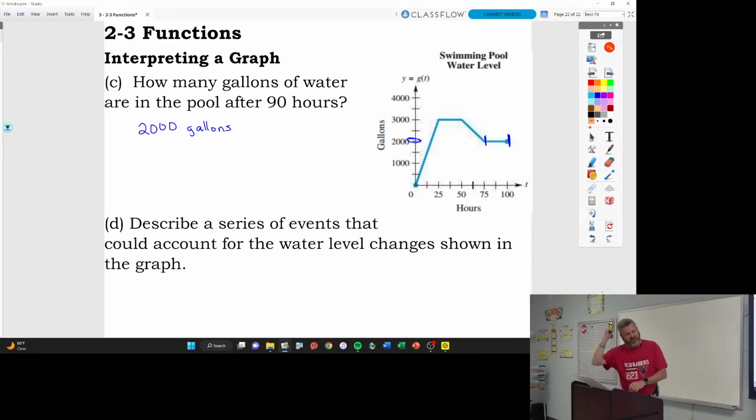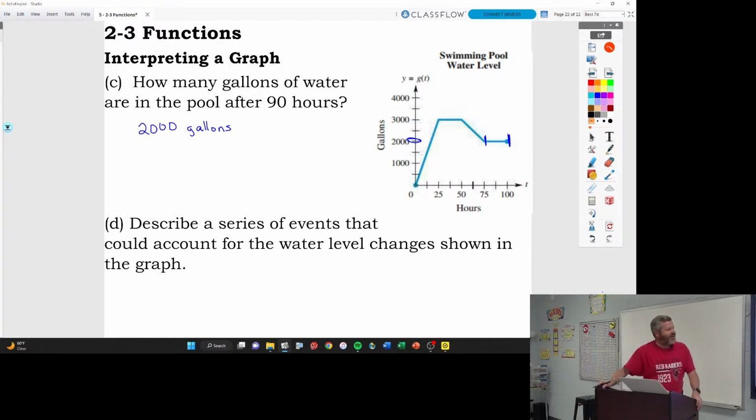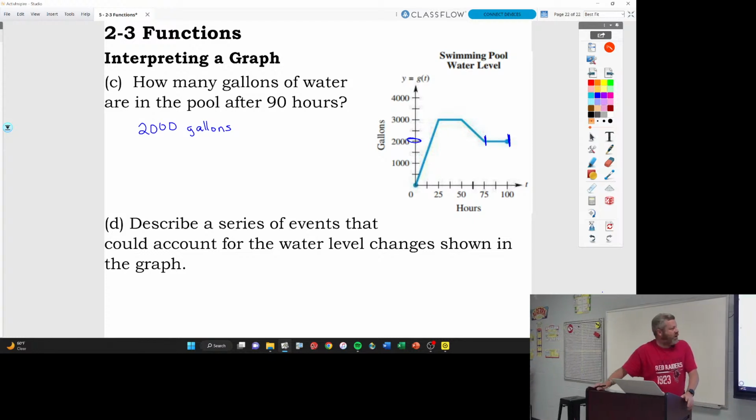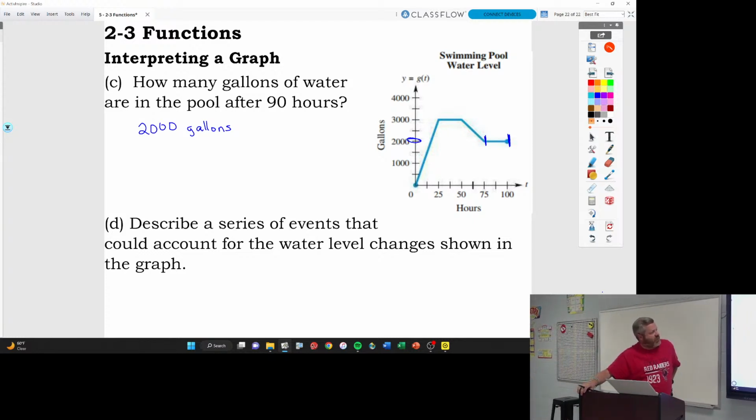Describe a series of events that could account for the water level change shown in the graph. I did that kind of a while ago when I was looking at the graph. We filled it up, it stayed the same. We drained it, it stayed the same. And so that's one explanation.